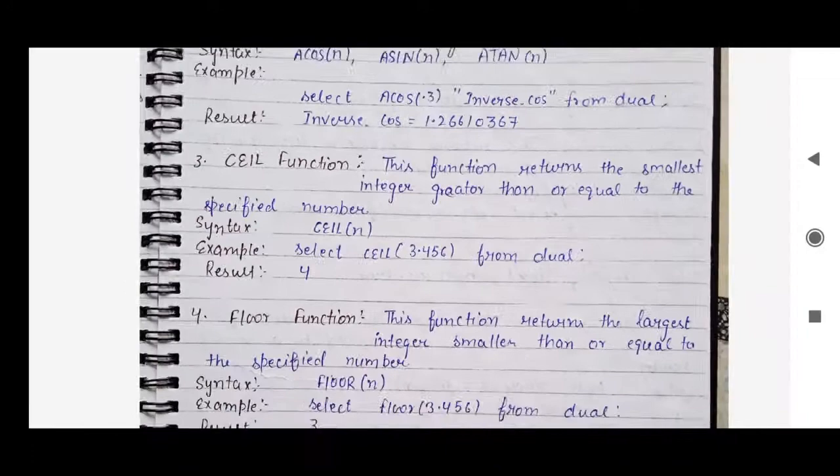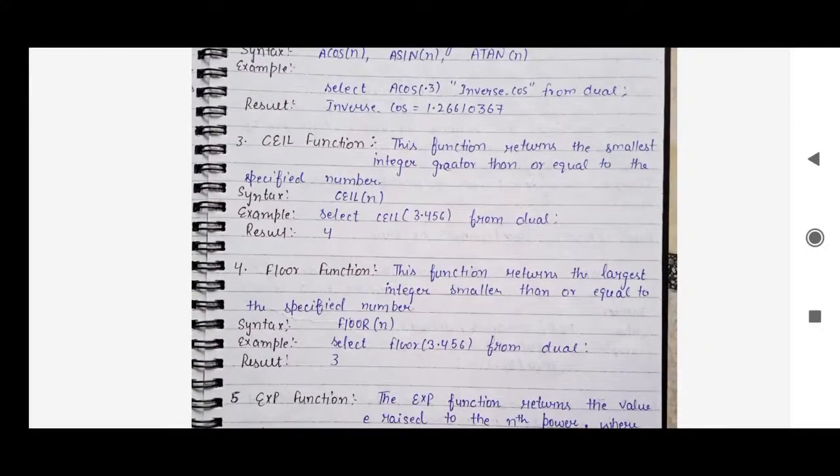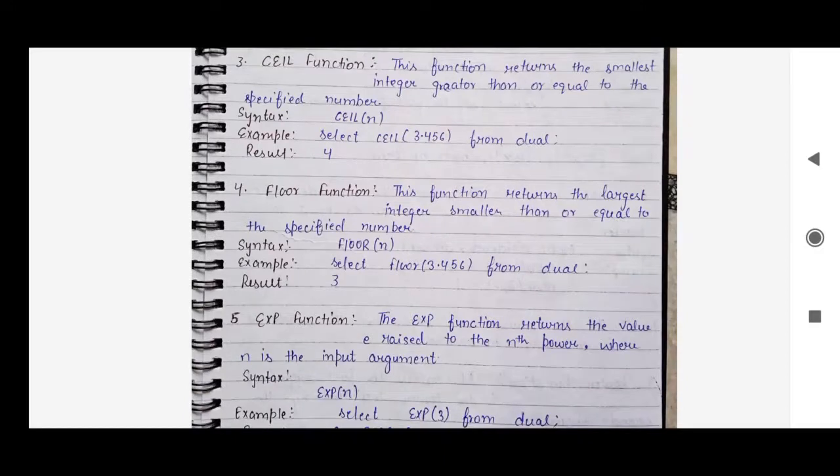Next is the ceil function. What does this ceil function return? This function returns the smallest integer greater than or equal to the specified number. For example, we have specified 3.456. What is the smallest integer that is greater than this? That is 4.